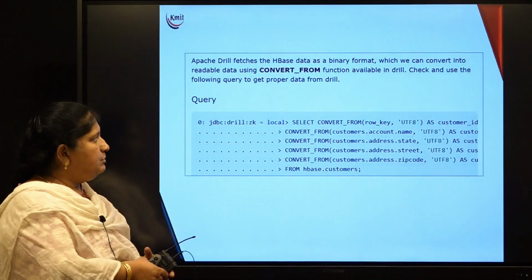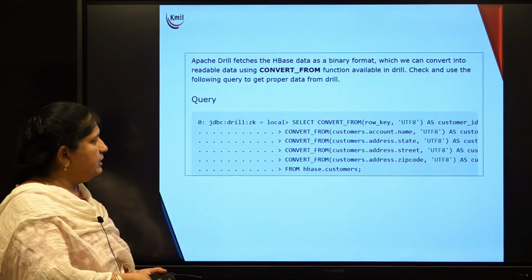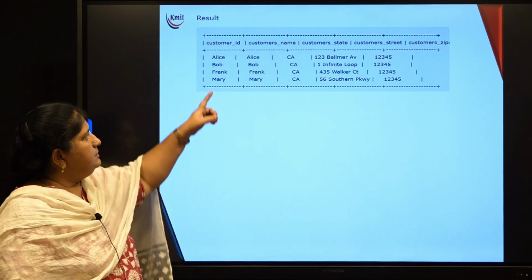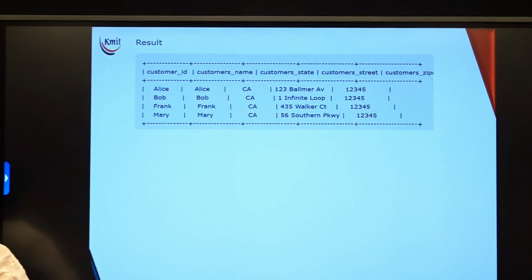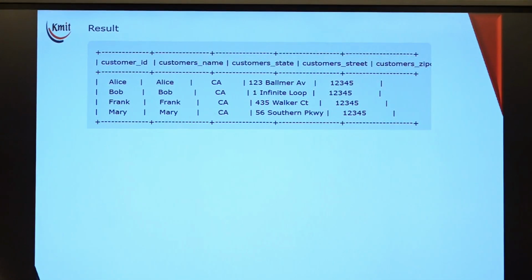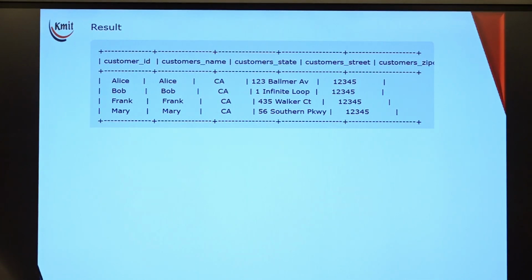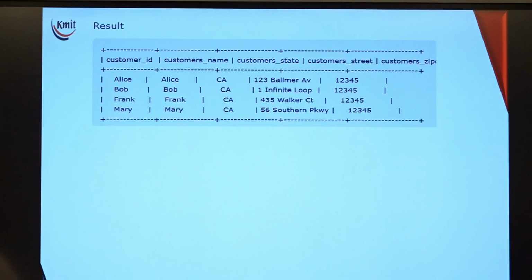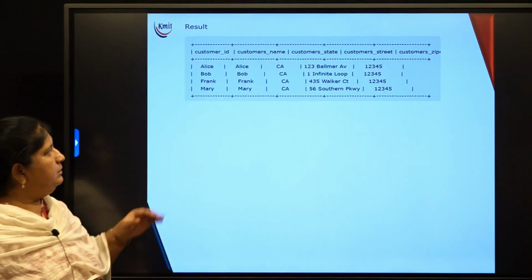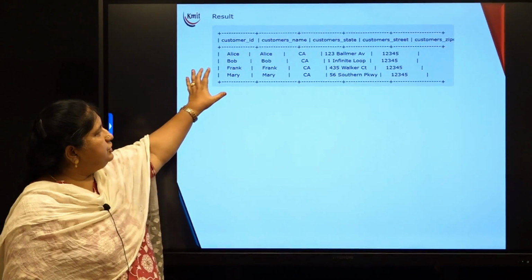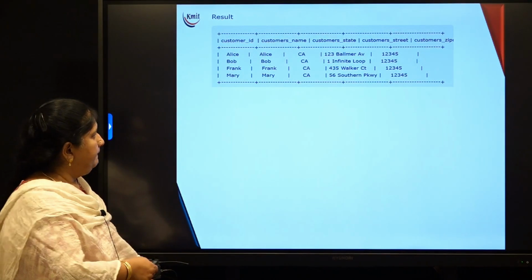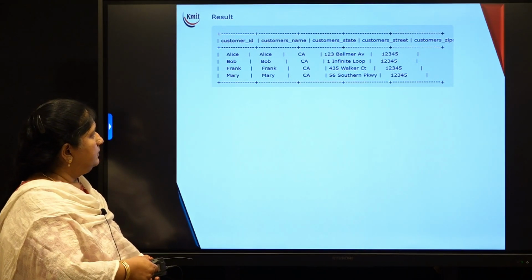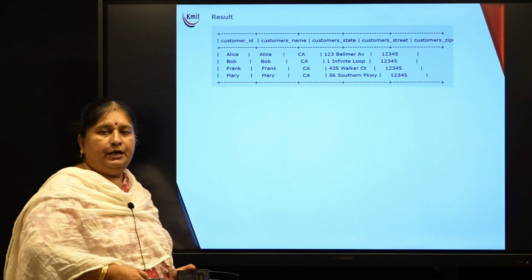When we execute this command using the convert from function, we see the result. This is how the result appears. So directly we had given select star from the customers Hbase table. It was showing byte array information. Using the convert from function, you are going to get the actual data which we have uploaded into the table. So this is how we try to build the query.